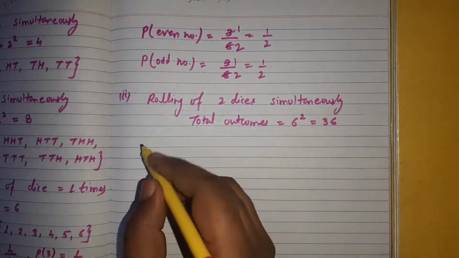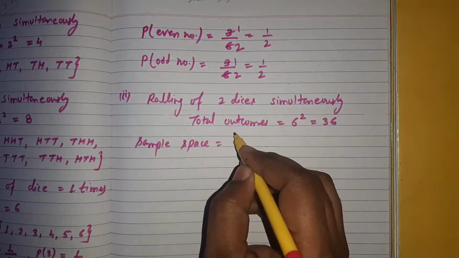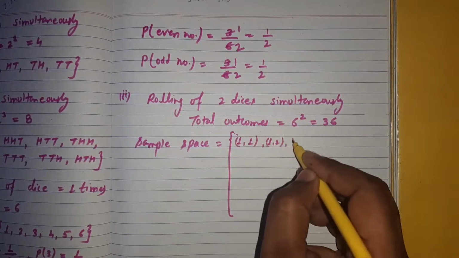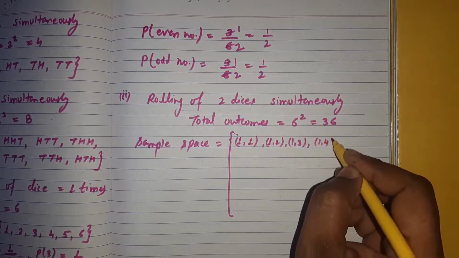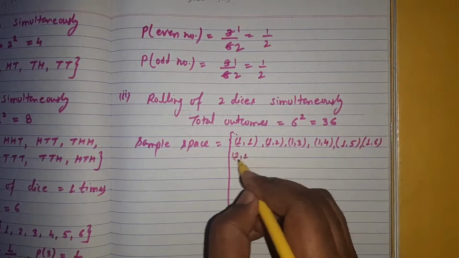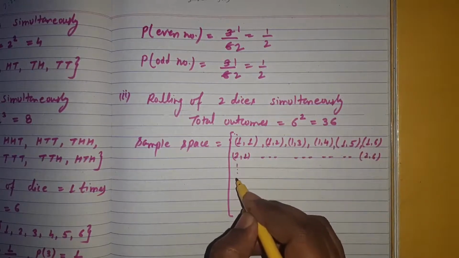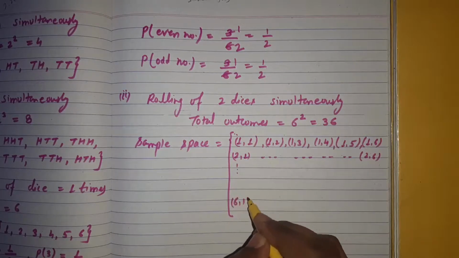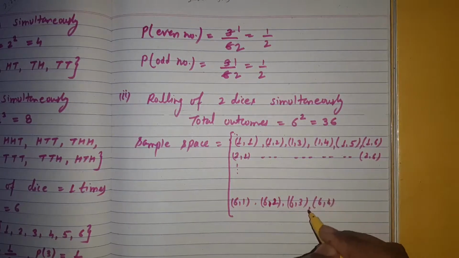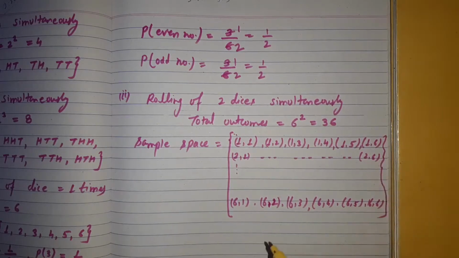Total outcomes, and the sample space is: 1 1, 1 2, 1 3, 1 4, 1 5, 1 6. Like this, 2 1, then 2 2, 2 3, 2 4, 2 5 and 2 6. Similarly 3 1, 4 1, 5 1, 6 1, 6 2, 6 3, 6 4, 6 5 and 6 6. So this is the sample space when we roll 2 dice simultaneously.